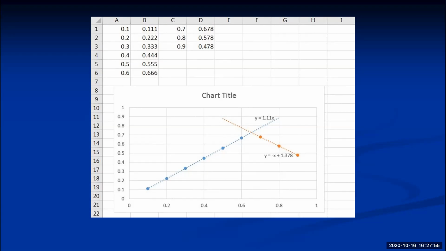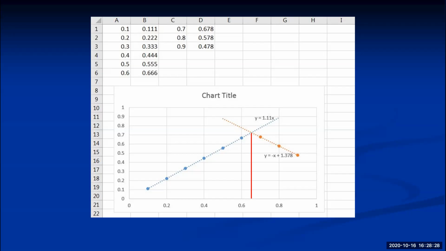The significance of this graph is that where those two lines intersect give us the optimal ratio of ligand to metal to actually create the complex ion. So graphically, you can just read down, and that looks like, I don't know, maybe 0.65 or something like that. But to get an accurate reading, you determine that point or that x value by just setting the two equations equal to each other. So we set the two equations equal to each other. We'll say 1.11x equals negative x plus 1.378.